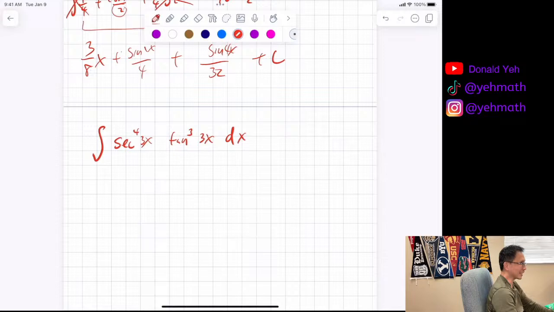Remember, we have 2 hours of this, so you have to reserve some brain power for later stuff. Anthony, you cannot do this. I'm smarter than Anthony. Is it tangent to the fourth 3x over 12, plus tangent to the sixth 3x over 18?